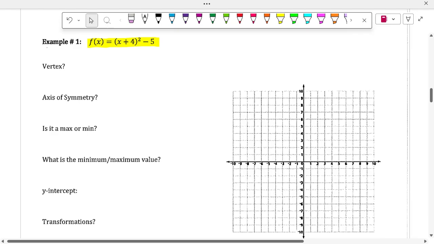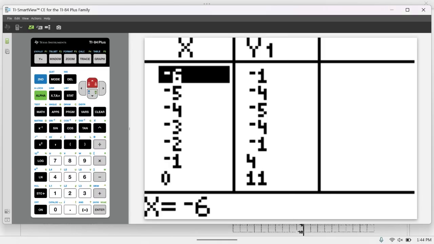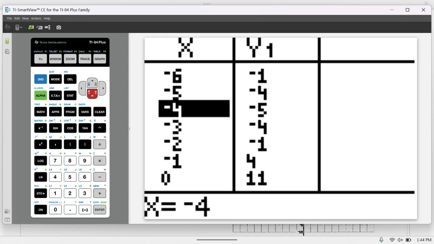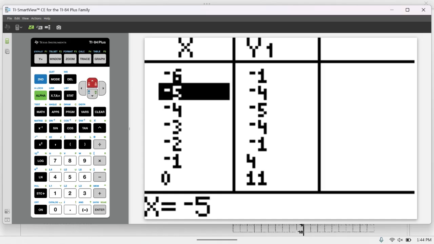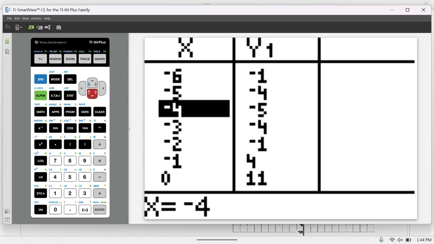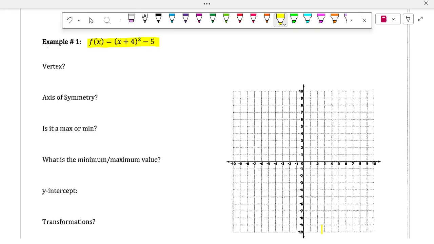So, what is the vertex? If I'm looking at the table, which point here do you think is my actual vertex? It's -4, -5. What kind of clues you in for it being -4, -5? It doesn't repeat, but also, if you look on either side of it, you see a -4 and a -4. That's kind of a good clue that that's the vertex.